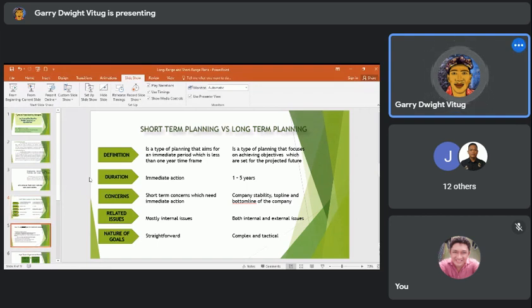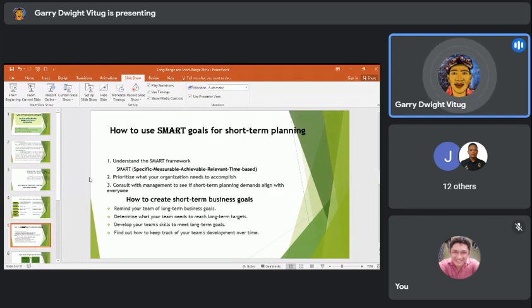So then, how to use SMART goal for short-term planning? So pwede po nating gamitin ang SMART formula na yan sa paggawa po ng short-term planning natin. So number one, siyempre po, understand the SMART framework.